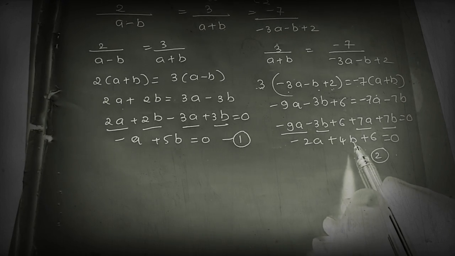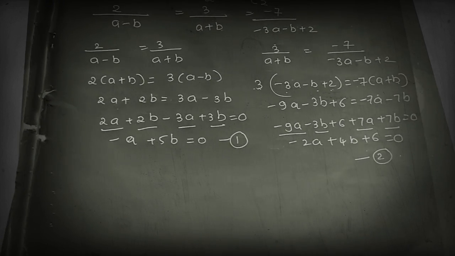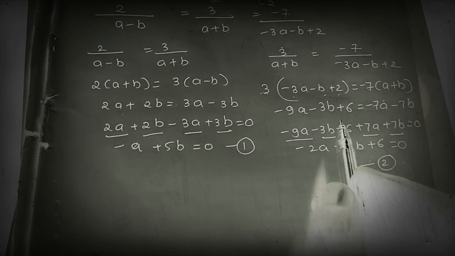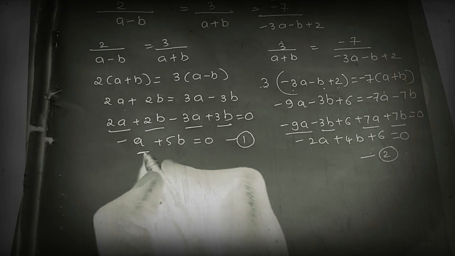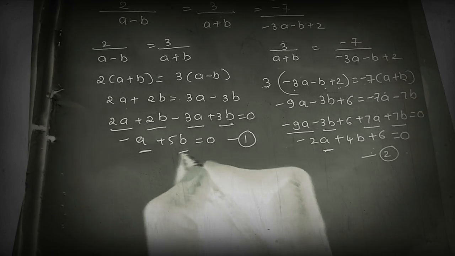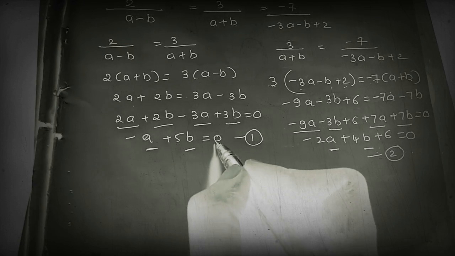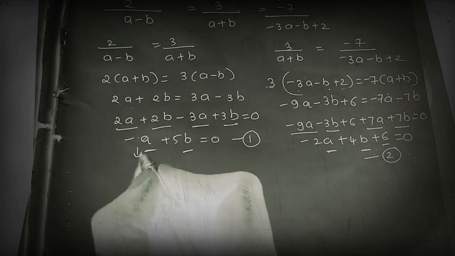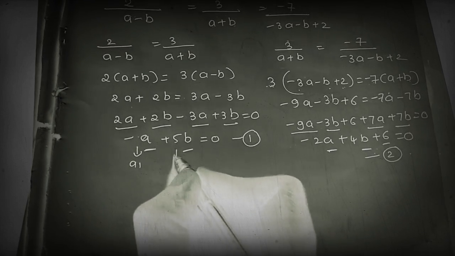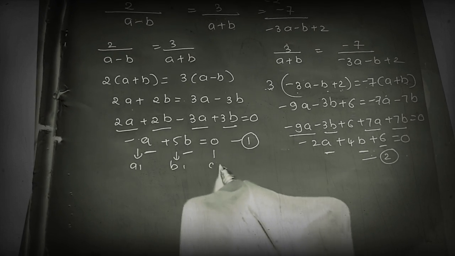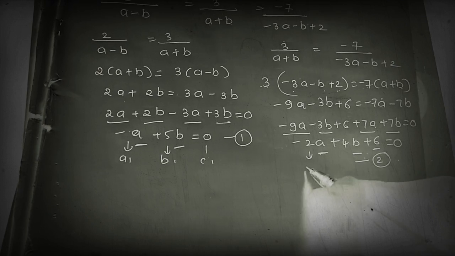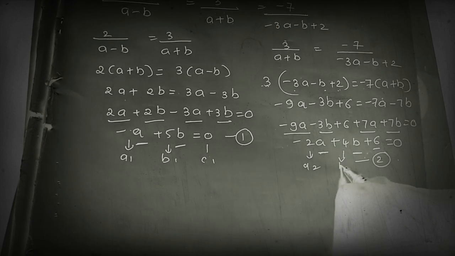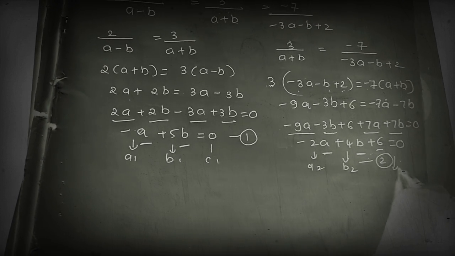So we are going to find out the value of a and b by the cross multiplication method. As we know, this is our first variable a, this is the second variable b, and here the constant is 0, here the constant is 6. So this is our a1, that's minus 1, this is our b1, and this is our c1. Now this is our a2, this is our b2, and this plus 6 is our c2.